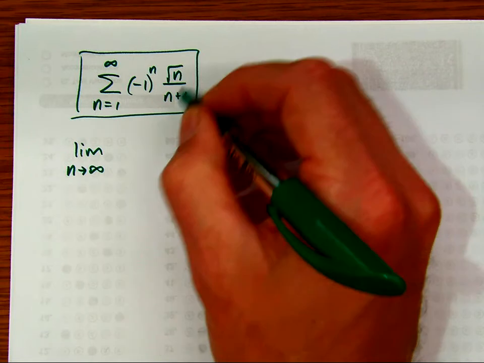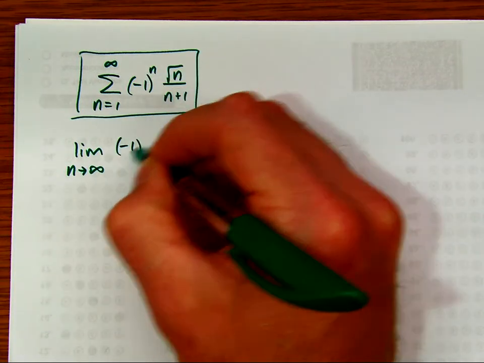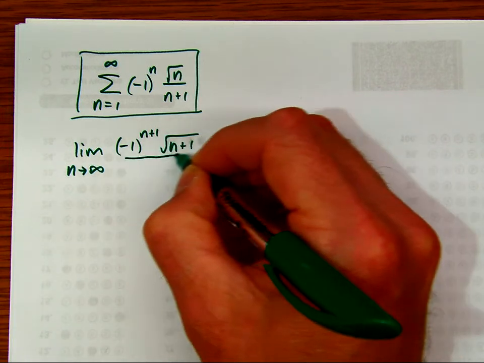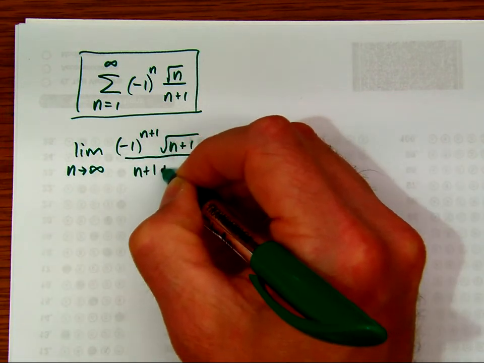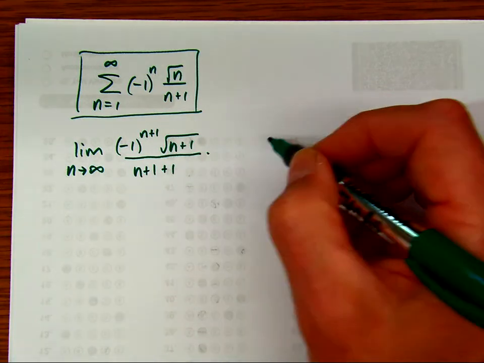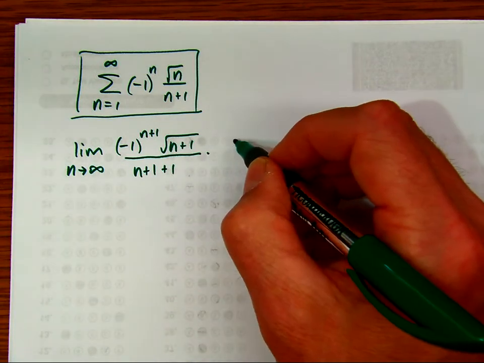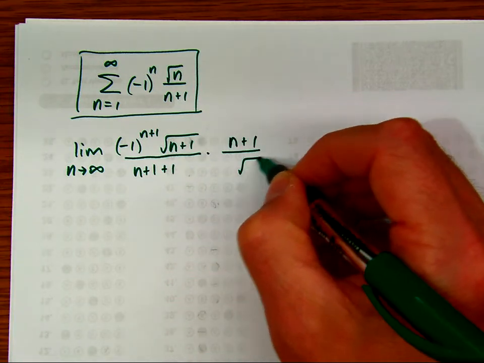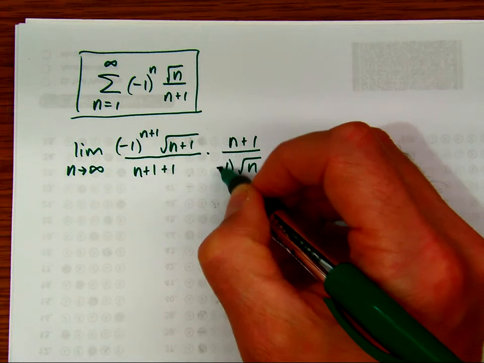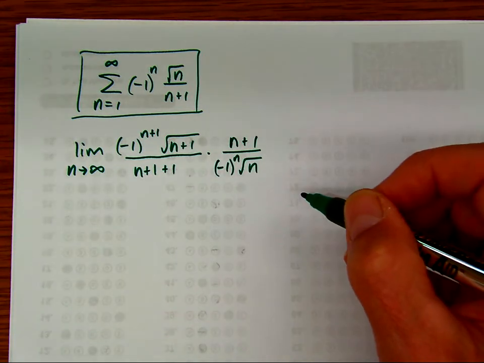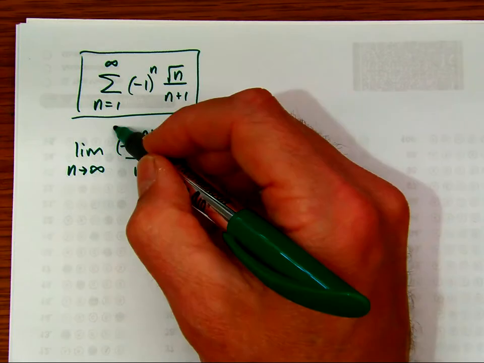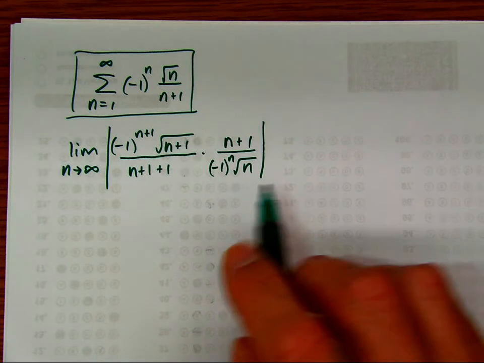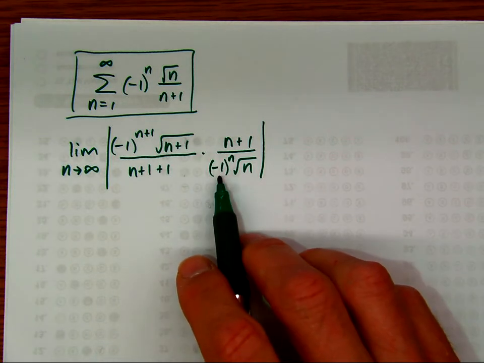So we'll copy this, negative 1 to the n plus 1, n plus 1 over n plus 1 plus 1. Do the reciprocal. I'll write this in the denominator, but it doesn't matter where the negative 1 goes. And it really doesn't matter because we have an absolute value. So we're just going to rewrite it without that negative.